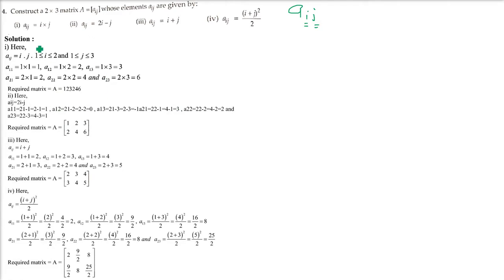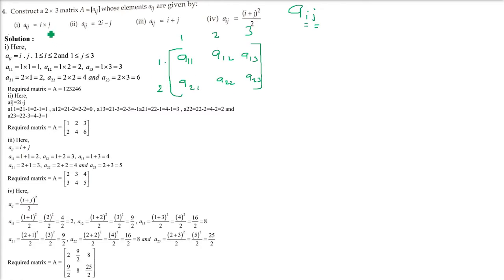So the first one I'm making. All these 4 options we are going to do here only. So the first one will be i into j. So it's a 2 by 3 matrix, 2 rows and 3 columns. So A, first row, second row, and then we have 3 columns, 1, 2, 3. So this will be A11, this will be A12, this will be A13, this will be A21, A22 and A23.